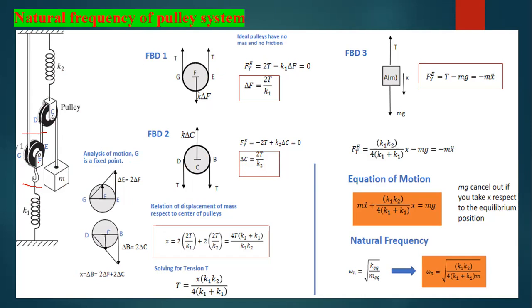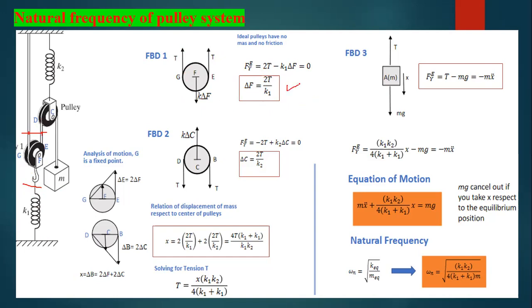So we can see F at the center. For this system, in this direction, K delta F is equal to T1 plus T2, the tensions here. From this relationship, we can find delta F is equal to 2T over K1, because this is K1. So 2T over K1 is our delta F, or 2T equals K delta F.